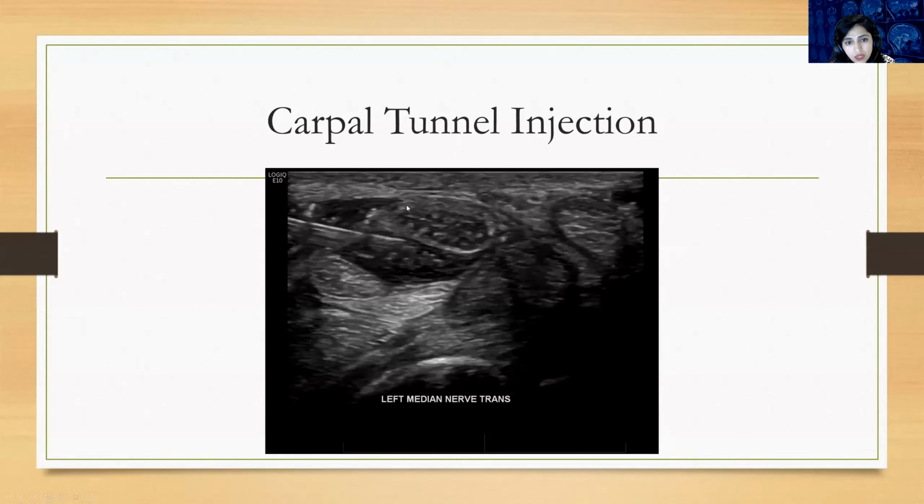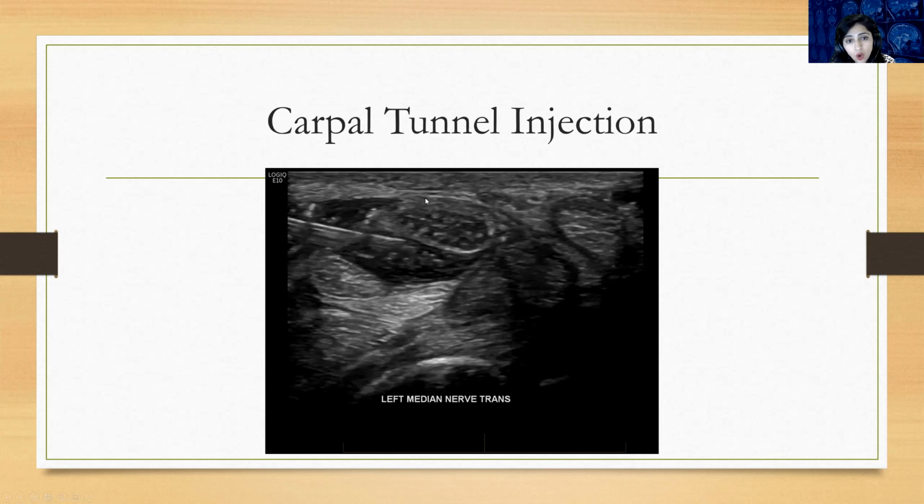As you can all see, the median nerve is usually hypoechoic with some hyperechogenic cords in it. And this is quite a thicker median nerve, and this is the needle coming. So we can inject at the top of the median nerve as well, or at the bottom of the median nerve, whatever.